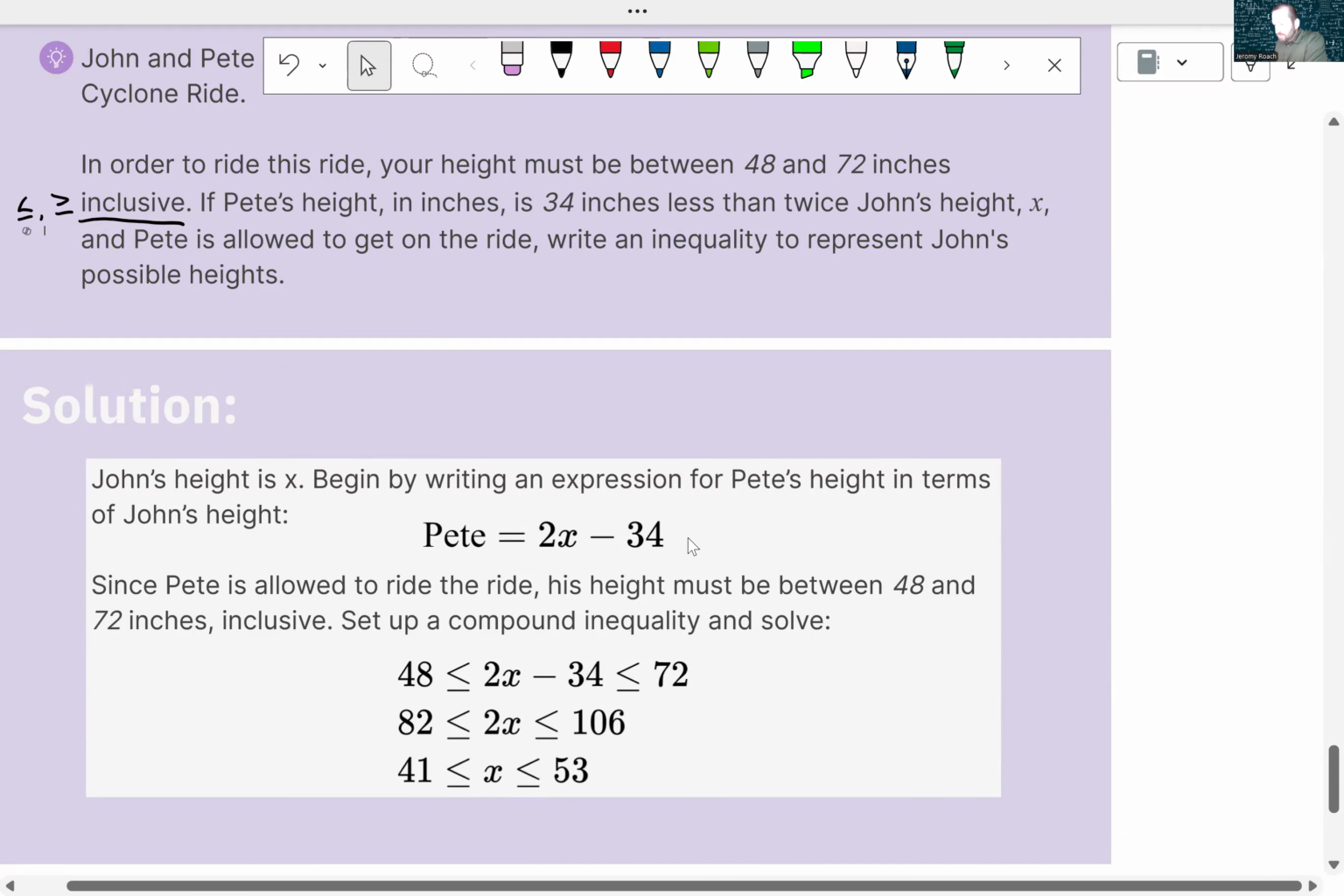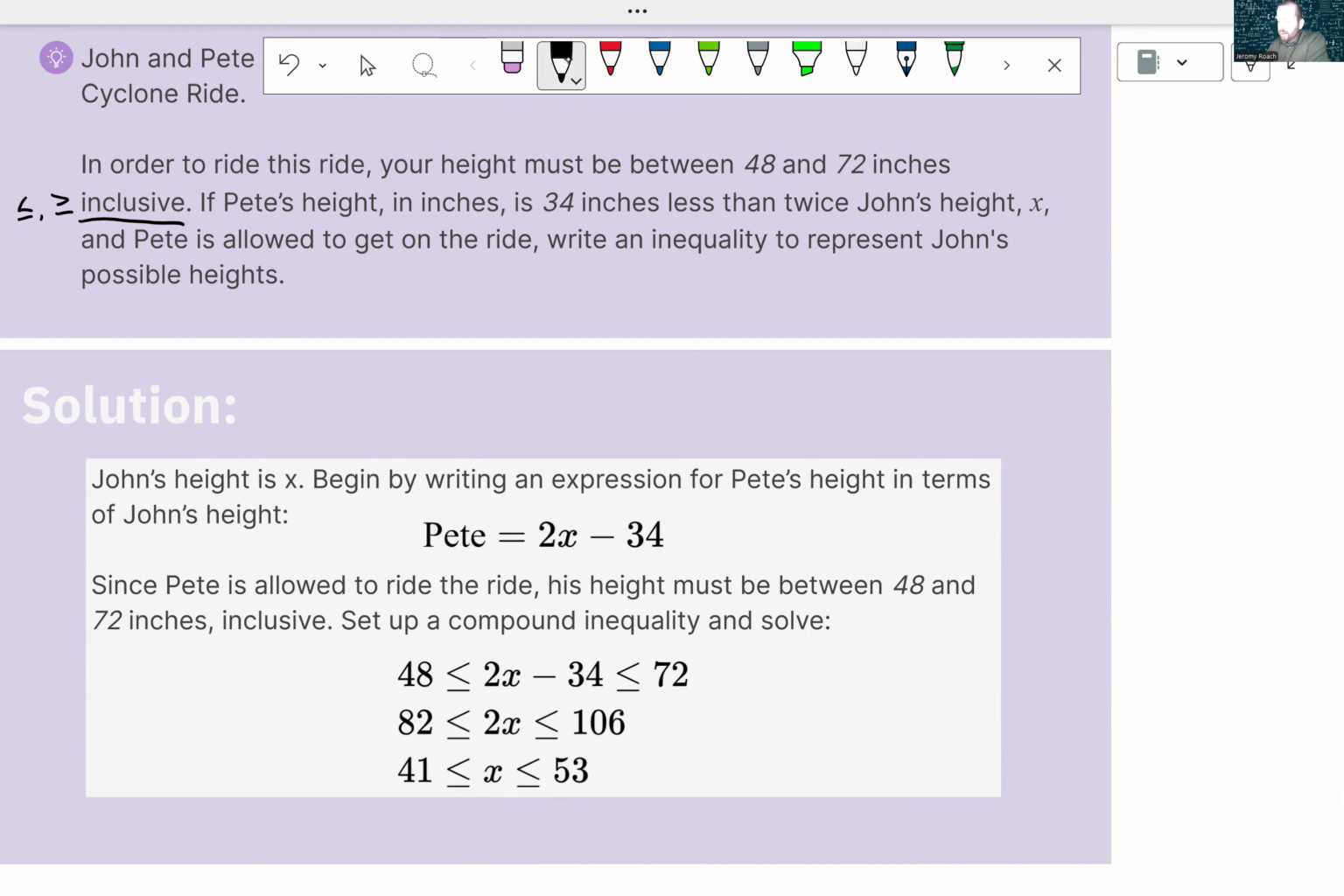Okay. And it says Pete is allowed to get on the ride. So that means that his height has to be between 48 and 72 inches. So we're going to write Pete's height is between 48 and 72. And then we just solve the inequality.